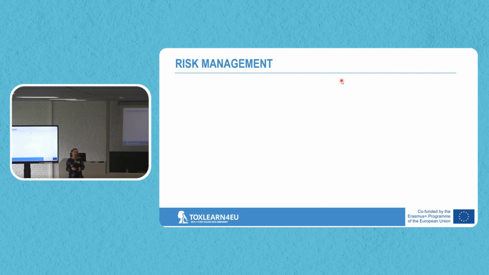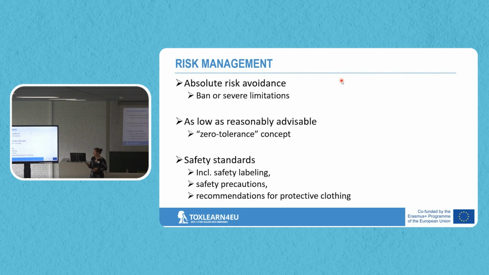Just to round up my talk, I briefly want to say something about risk management, just one slide, to say that there can be different things to do. Of course, you can do risk avoidance. You can advise the public to avoid it. You just ban the production of the chemical, but it's not always as easy to do that.